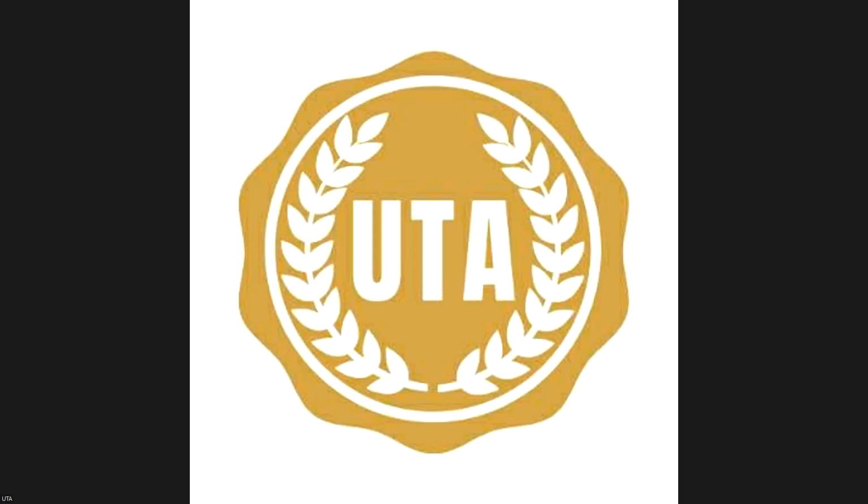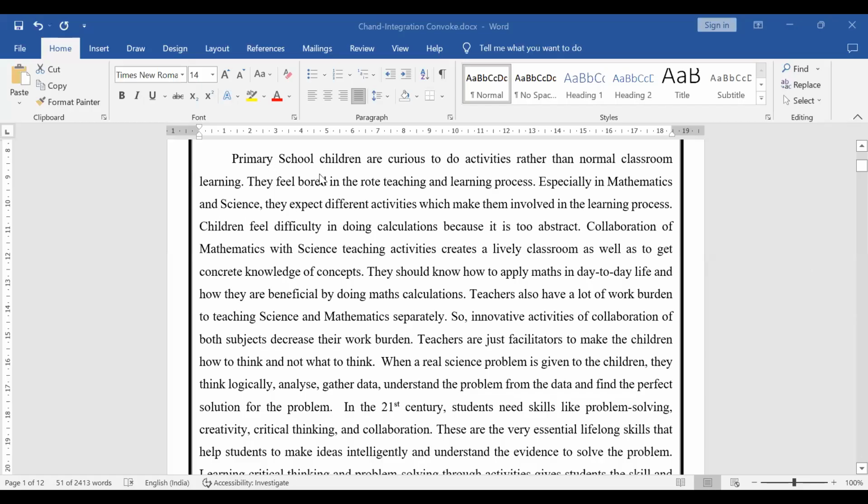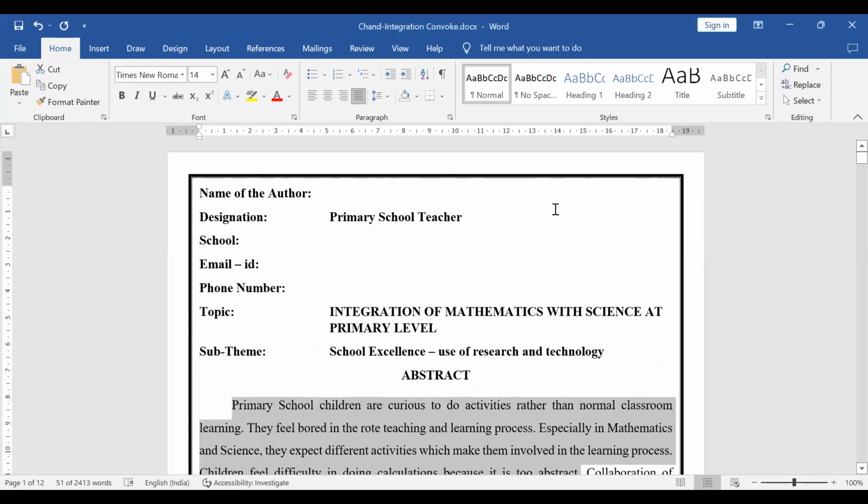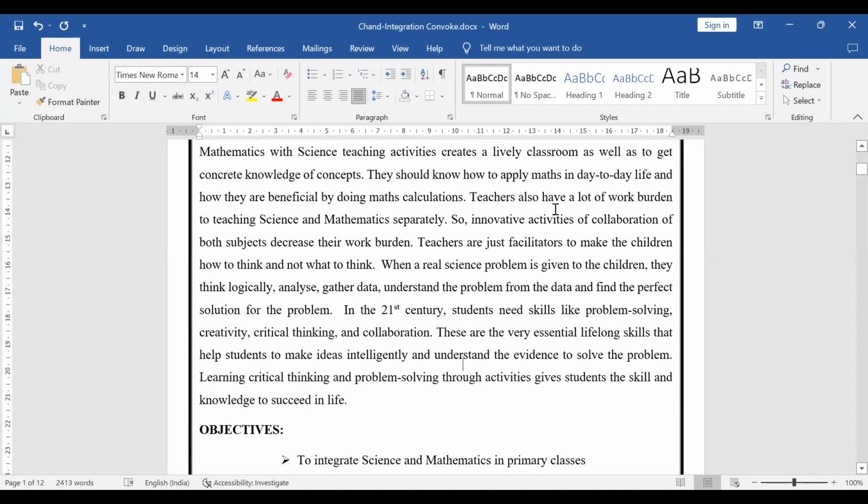So we will open 1 or 2 research papers. So this is one of the research papers done by our UTA member. So she integrated, it is also an experiment. She integrated maths concepts with science. She didn't say correlation, we say it as a correlation. So integrating maths with science at the primary level.